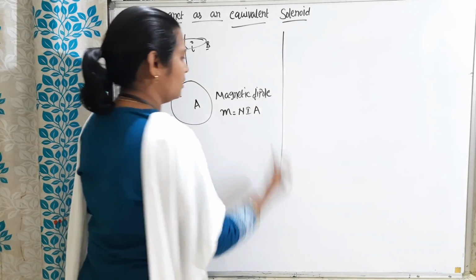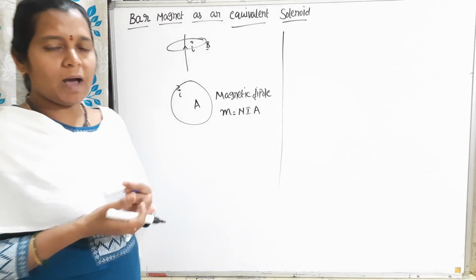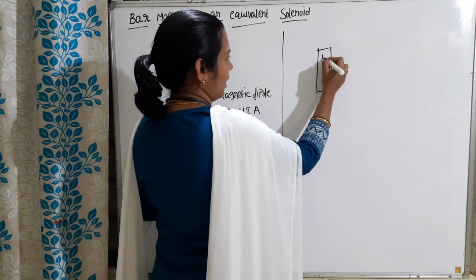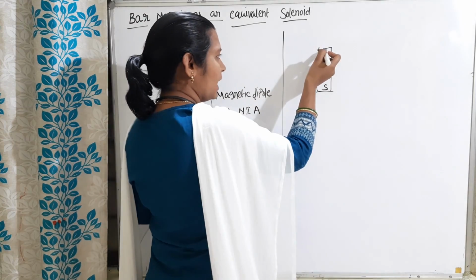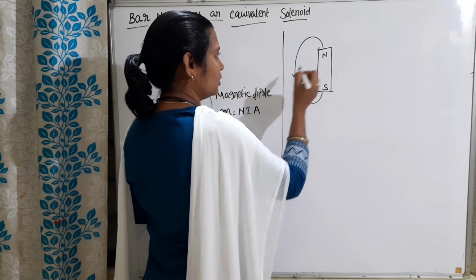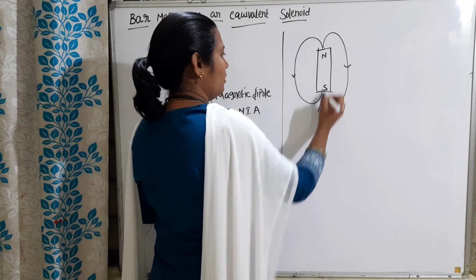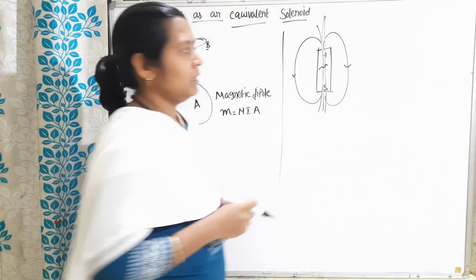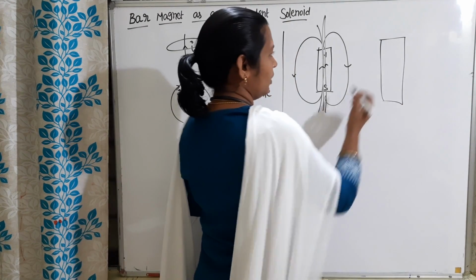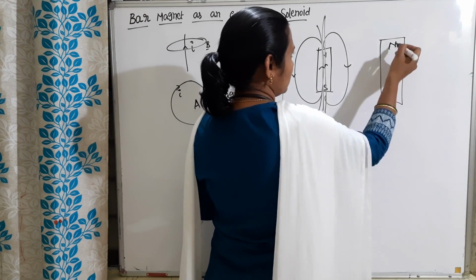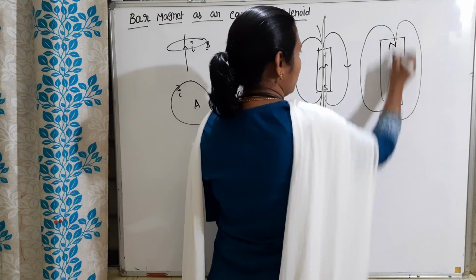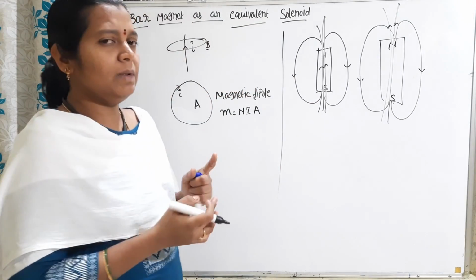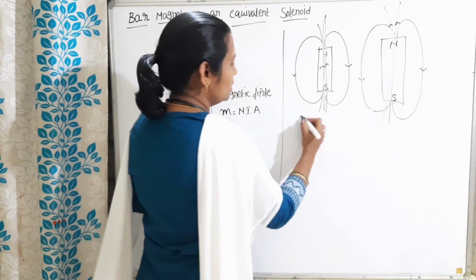In the last class, we discussed the magnetic field lines due to a bar magnet and the magnetic field lines due to a solenoid. Suppose this is a bar magnet having north and south poles. The magnetic lines of force external to the magnet move from north to south, and inside the magnet the field lines move from south to north. For the case of a solenoid, the magnetic lines of force are similar: they move from north to south outside, and inside they move from south to north. So the magnetic field lines are similar for the bar magnet as well as for the solenoid.